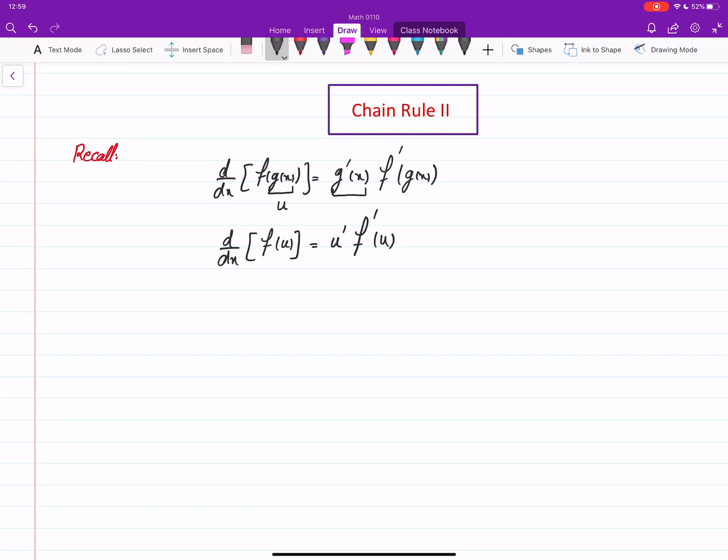Why is it nice writing this way? Because sometimes it makes more sense seeing functions as a function of another variable. Well, it will make life a little bit easier for us. So for example, let's just do some examples. Find the derivative while using this u thing.